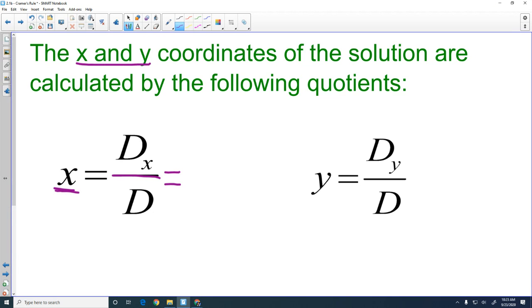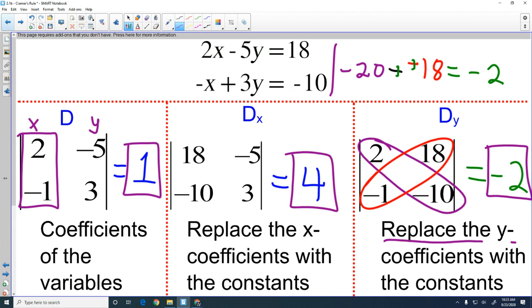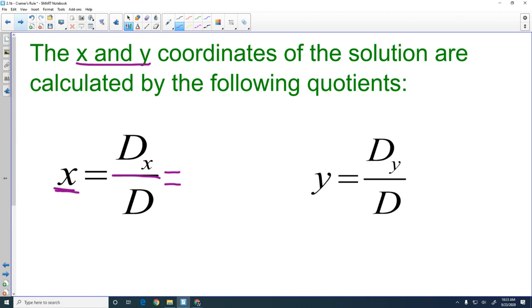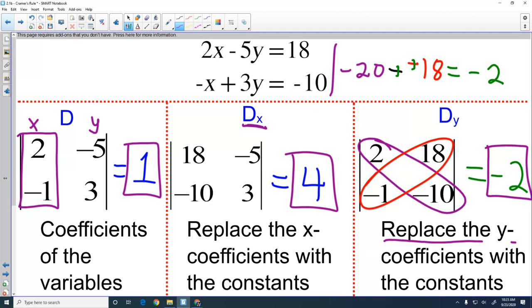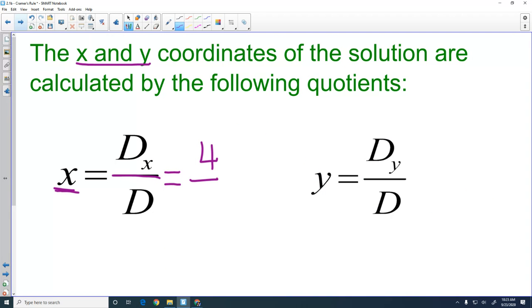So our x determinant, if you remember back here, that dx was a positive 4. So I'm just going to write positive 4 divided by the coefficient determinant, that regular d. And again, look at that previous slide. D was just a positive 1. So my x coordinate, my final solution is just 4 divided by 1, which is just 4. That's awesome. So my final solution is going to be 4, comma, whatever my y coordinate is.